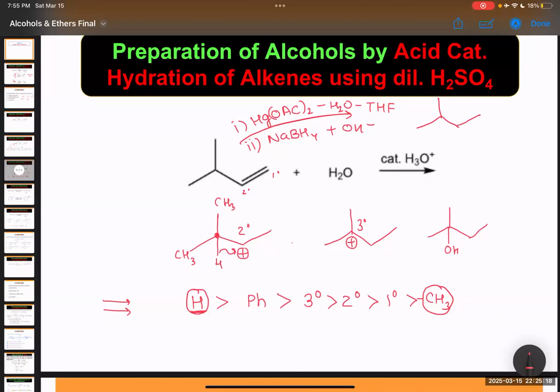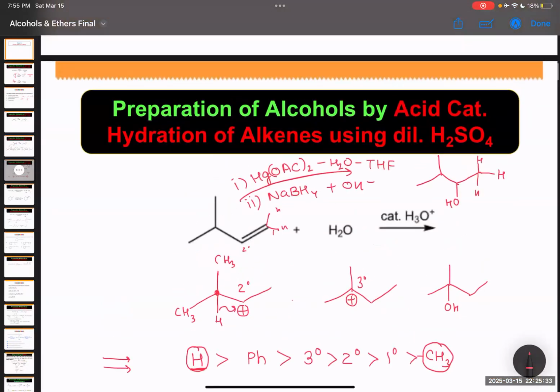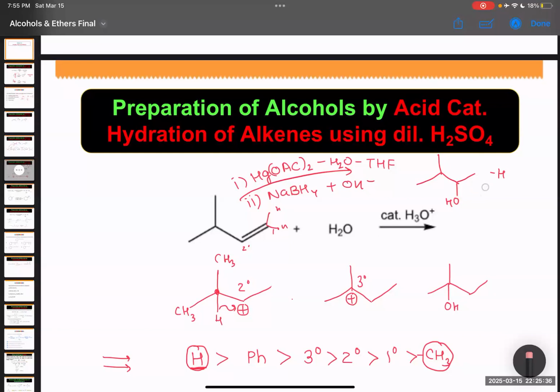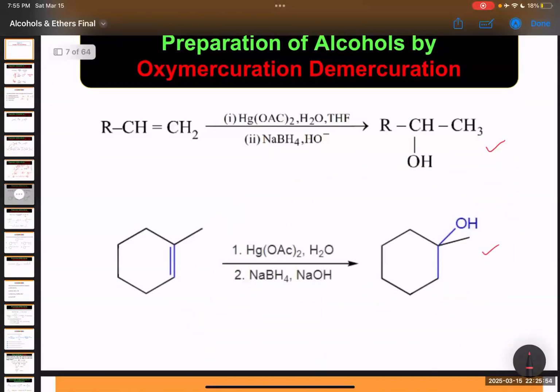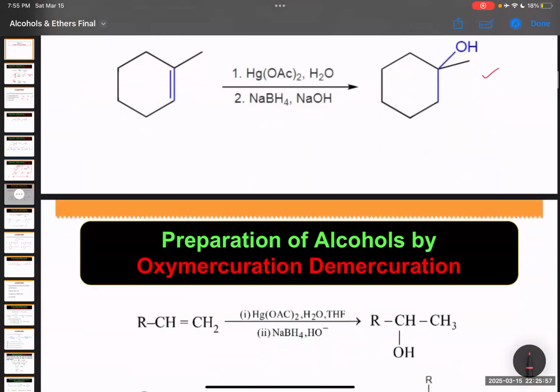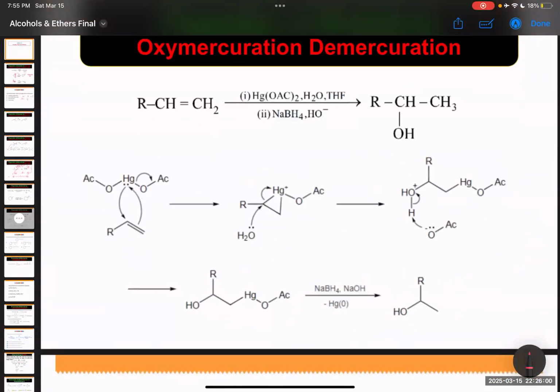Attach the H wherever you have more hydrogens. So I have put the H over here along with the two hydrogens. Put the OH on the adjacent carbon, but no shifting. Got it? I need not show these H atoms to compare these products. Here the shifting has occurred and here the shifting has not occurred. Got it? That is the difference. Okay. So if you want to prevent the shifting, use mercuric acetate.